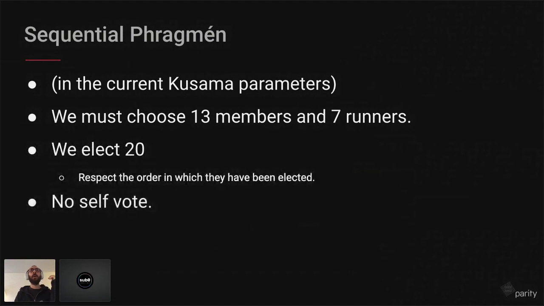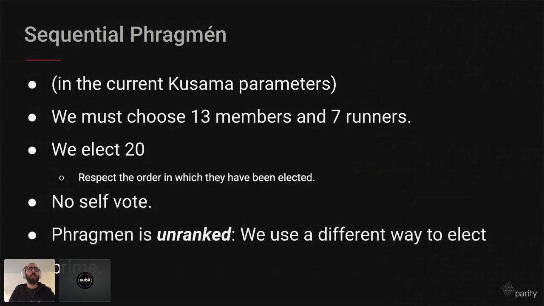And Phragmen works in an iterative manner, as I mentioned. So we respect the order in which Phragmen chooses these members. We say the first 13 are the best ones, so those are the councillors, and the next 7 are the reserved ones. And there's a minor difference. In staking, we always inject a self-vote, which means that each validator automatically nominates themselves. In council, we don't. If you want to go for council, just keep that in mind.